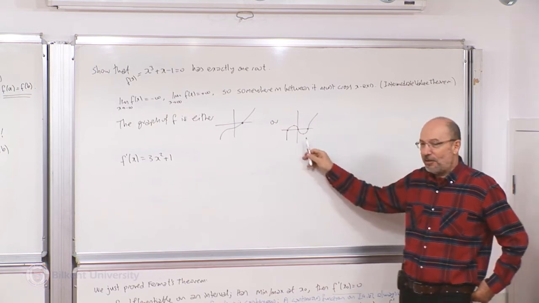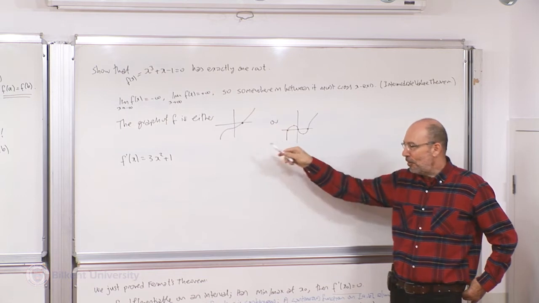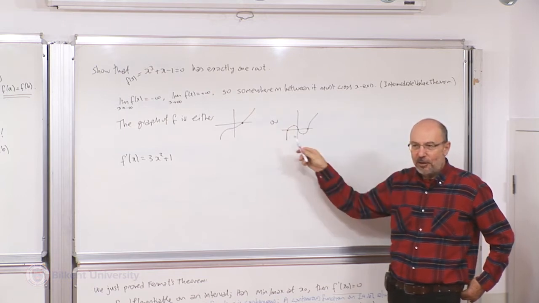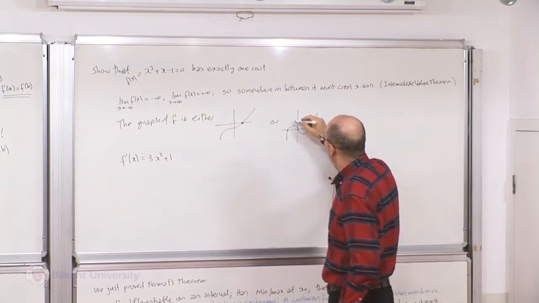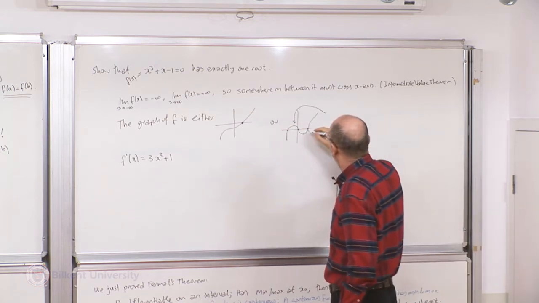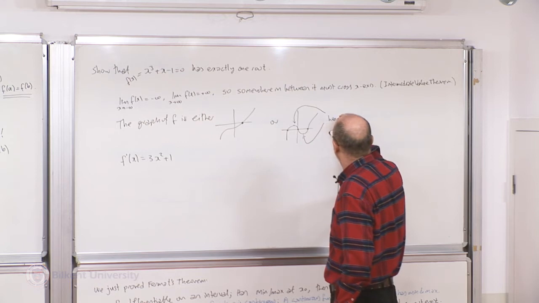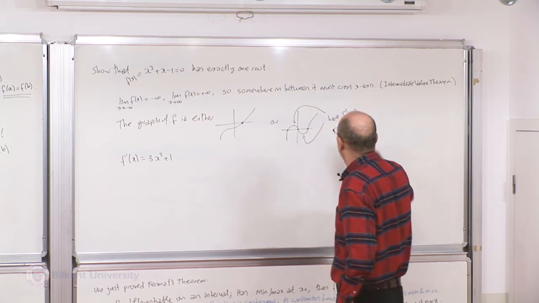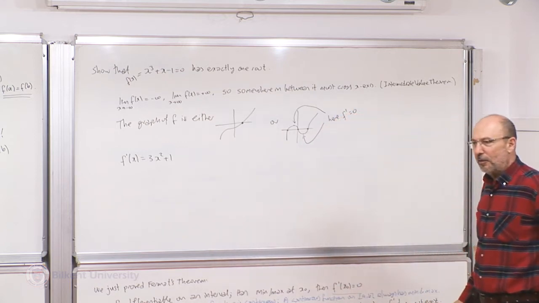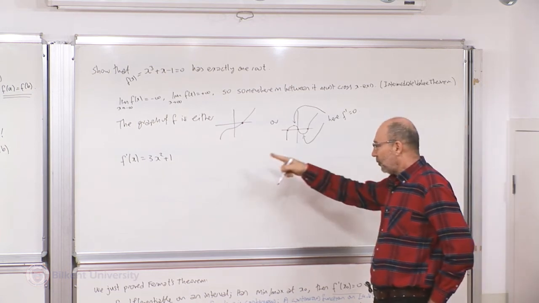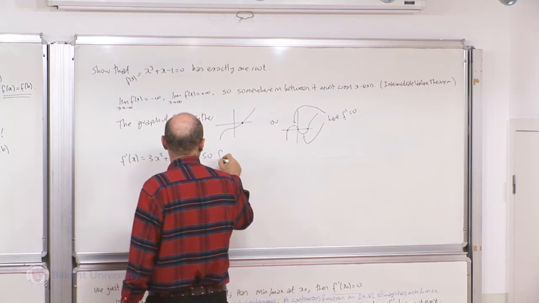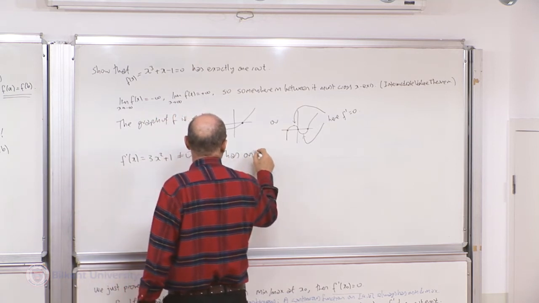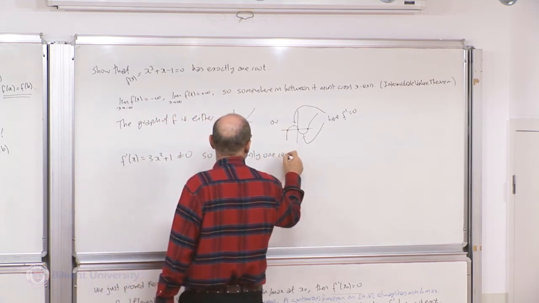If this is the case, so this function cannot be 0. So this situation cannot hold, because here, you see here, and here f prime is equal to 0. Okay? This is never 0. So f has only one root.